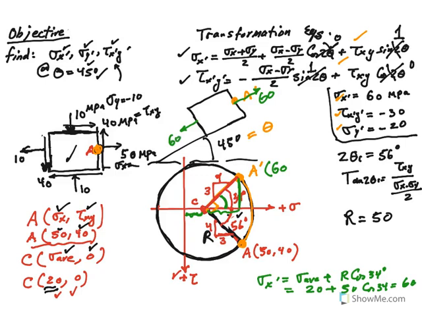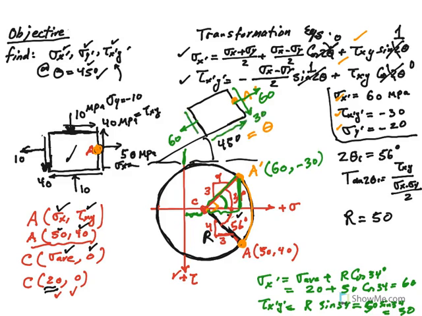So 60 here. Then you could find the tau x prime y prime by saying, okay, this is the tau x prime y prime, which is basically R, the hypotenuse, times sine of the angle. And so if you calculate that, 50 sine 34, you should get 30, but remember we are on the negative side of the axis. So that would be negative 30. So here's the shear stress, negative 30.